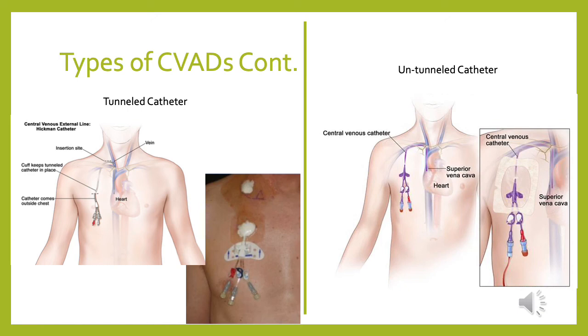The multiple lumens for both the tunneled and untunneled catheters allow for various medications, blood products, or TPN to all run at the same time, even if the solutions aren't compatible with each other, because the lumens release the medications or the products, whatever's going through it, in different holes along the catheter. During your SALT class and during lecture, I'll show you what I mean by that.